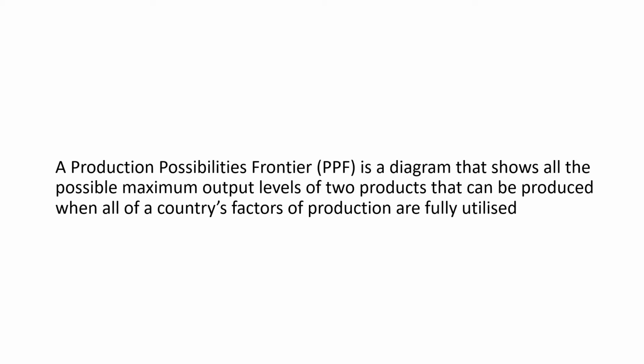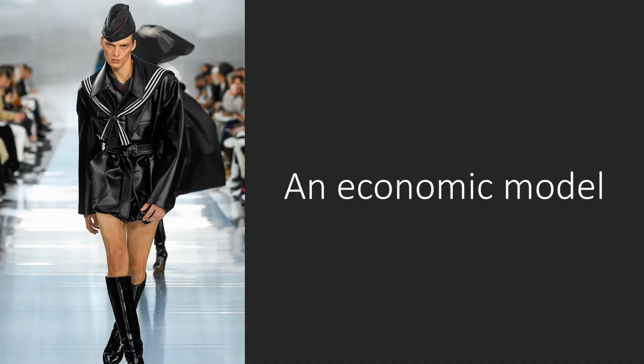Fully used means not only are all factors of production employed, but they're also employed in an efficient manner. Nothing's been wasted. Factors of production, given the current state of technology, are used as efficiently as possible. So you could say that production possibility frontiers are an example of an economic model. You can use them to explain the choices and dilemmas facing countries at a national level.